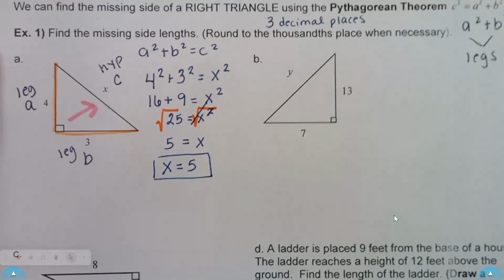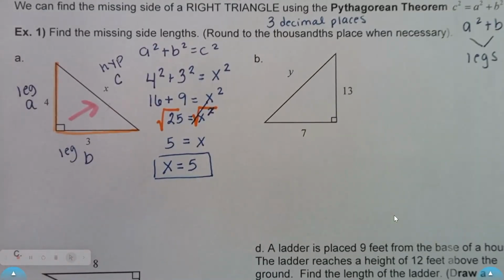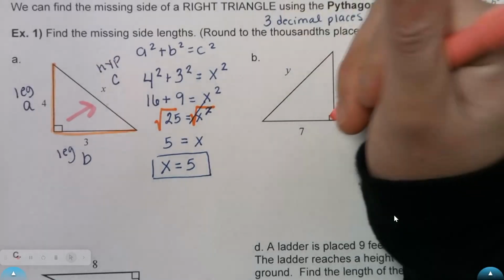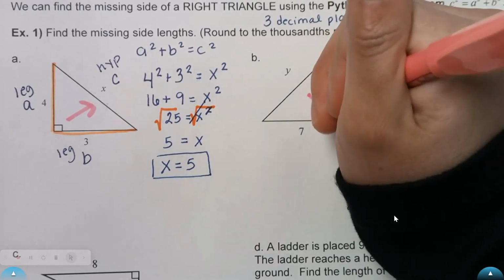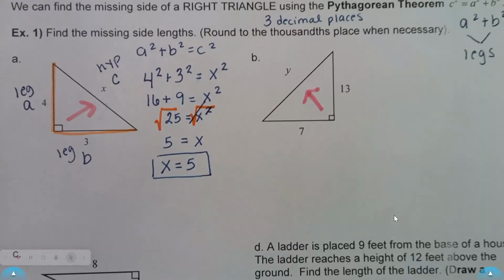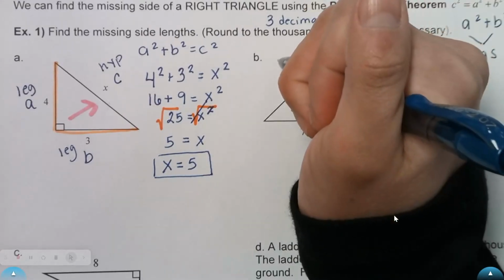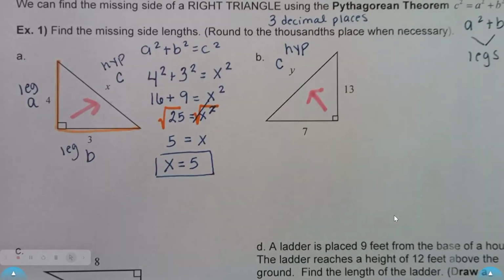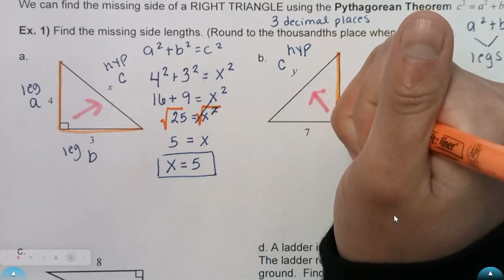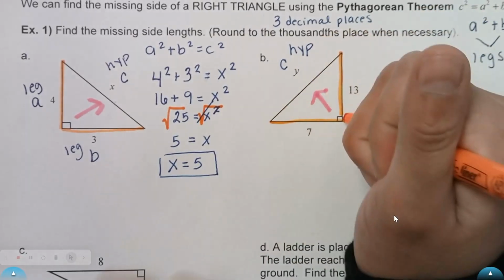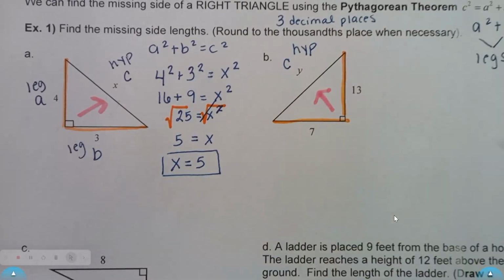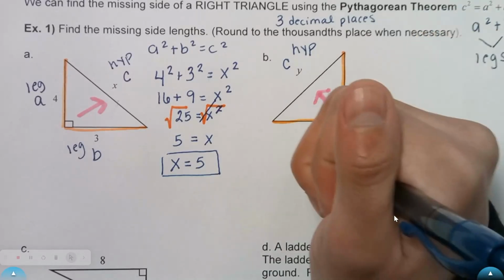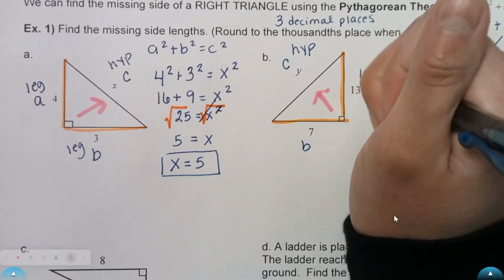Let's try letter B. Same process. We want to identify our legs and our hypotenuse so we can put our A, B, and C in the correct spot. Okay, so here's my 90-degree angle where I see the box. Across from it is my hypotenuse. And so my hypotenuse is represented by the letter C. The other two are my legs, the ones that make up the 90 degrees. I can call this A and I can call this B. This is a leg and this is a leg.